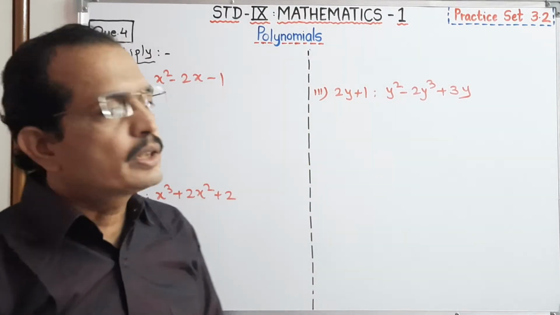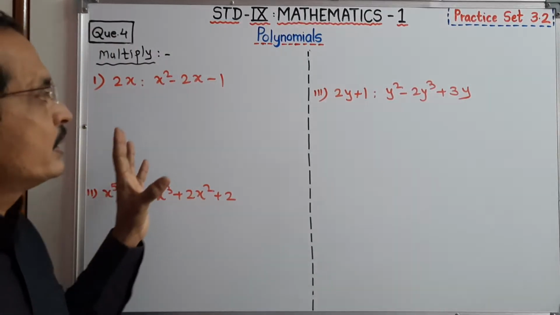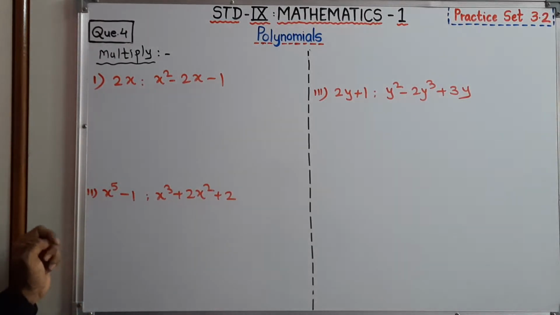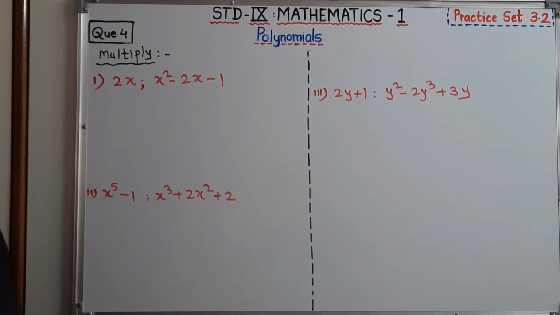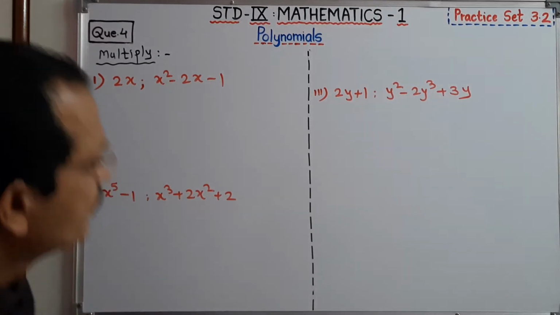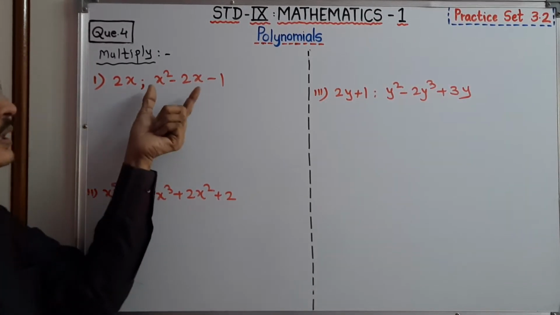Dear student, see the question number 4th one. What we have to do? We have to multiply the given polynomial. Very easy, very simple. See here. 2x, this is the first polynomial, and multiply with x square minus 2x minus 1. Now see here, it is monomial and this is trinomial.